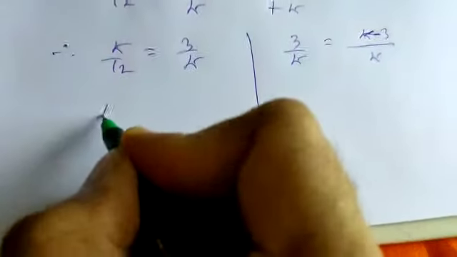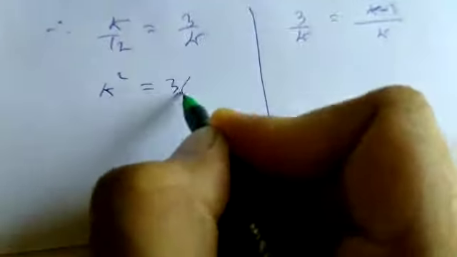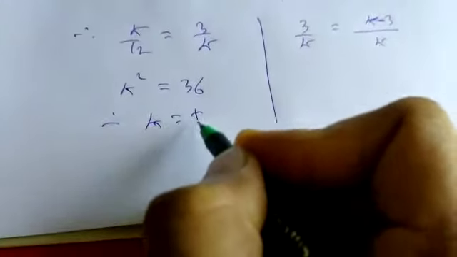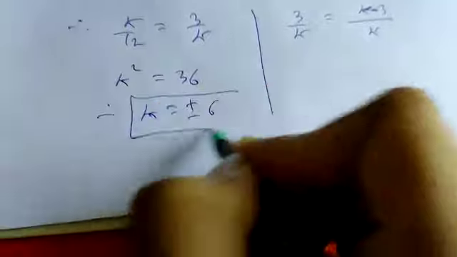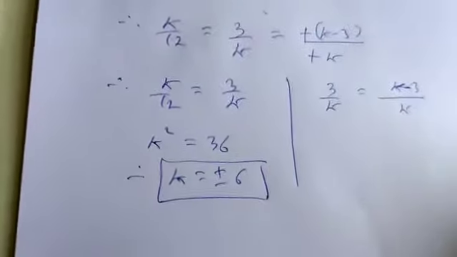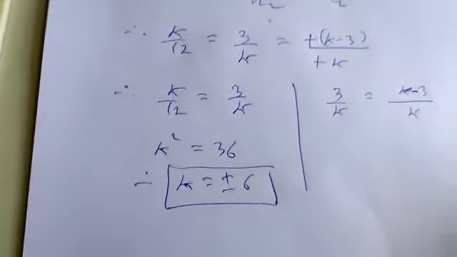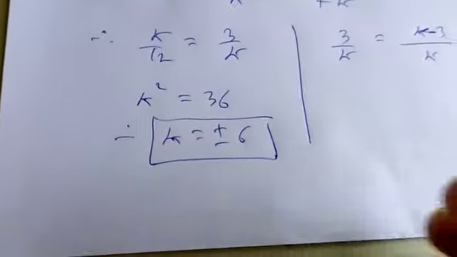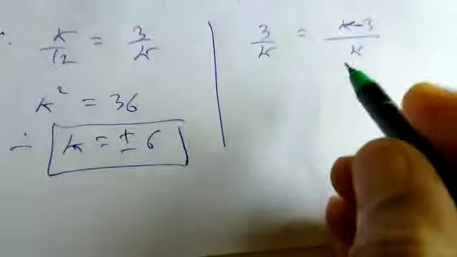So solving this, we will get k square equal to 36. Therefore, k equal to plus minus 6. So this is the value of k which we are getting. Now this may be true or may not be true, so that will be confirmed from the second case.